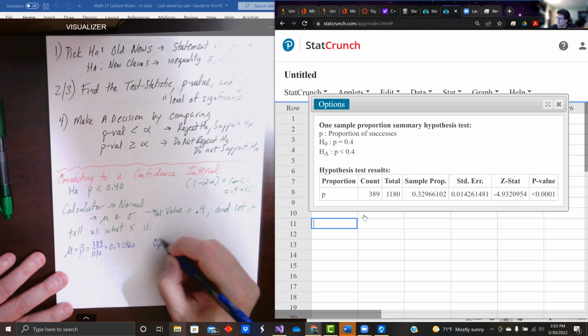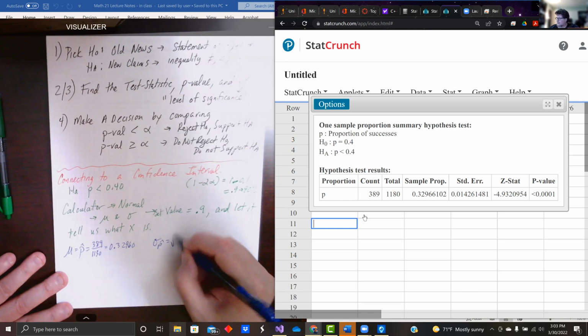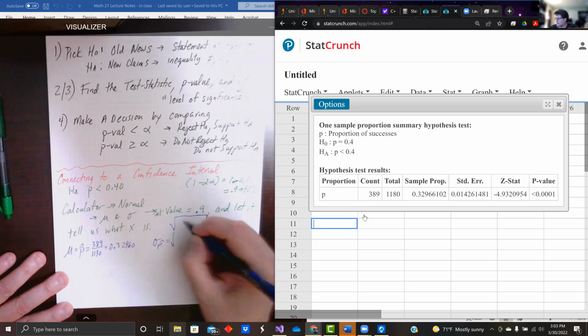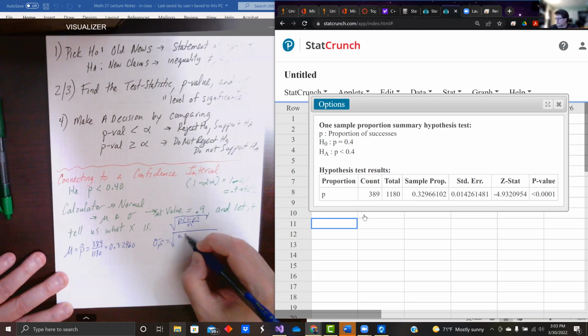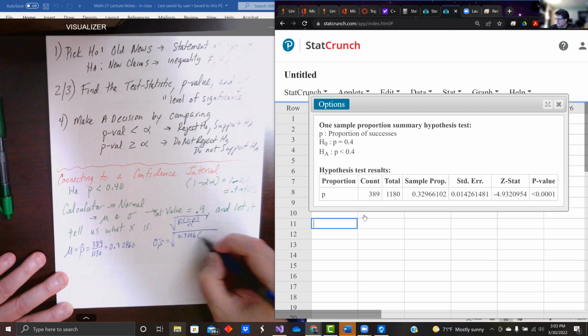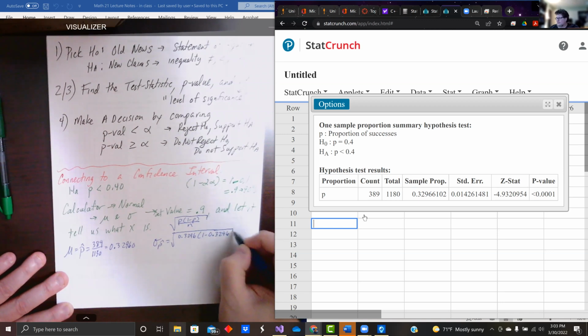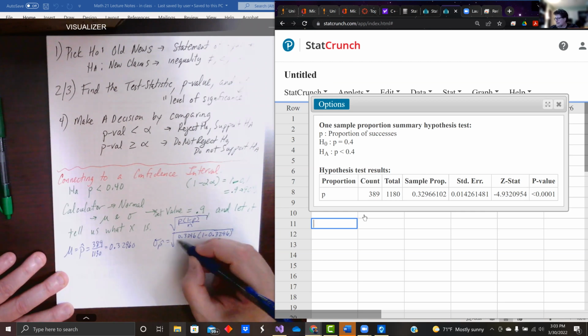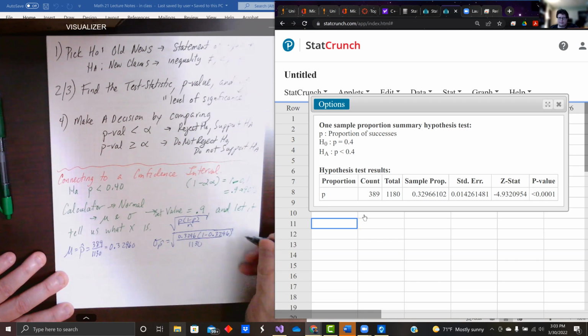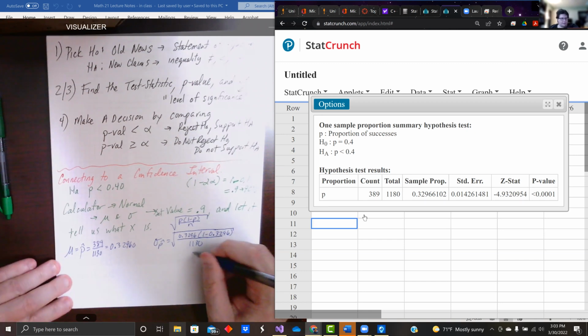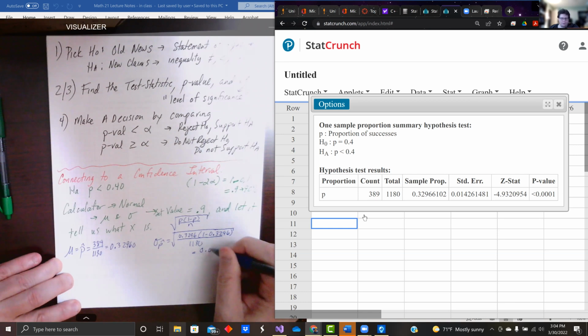And sigma p hat, I'll write it up here real quick. P times 1 minus P over N. So 0.3296 times 1 minus 0.3296. You don't need to do this. I just want you to see how they connect. And when I do this, I get 0.013685.